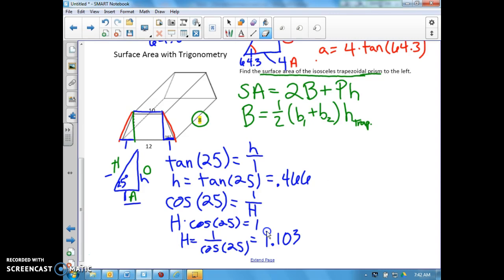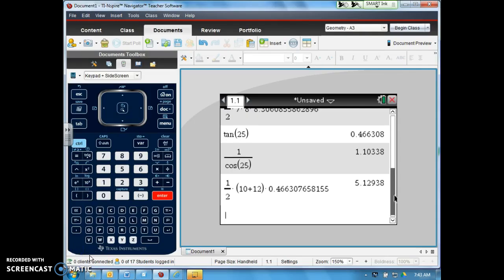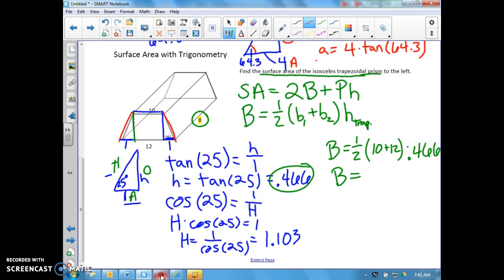Okay. So, coming back up here to my equations, I need to find the base. Well, that's 1/2 base 1 plus base 2, which is 10 plus 12, times the height we got as 0.466. So I'm going to plug that in my calculator now. And I get 5.12938. So my base ends up being 5.129, just about.